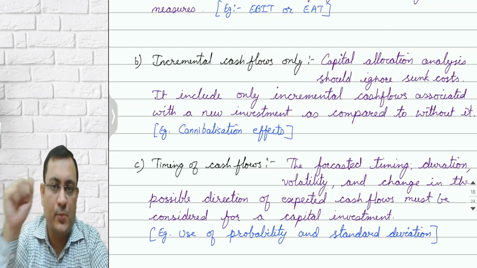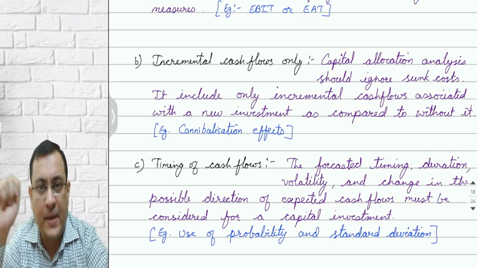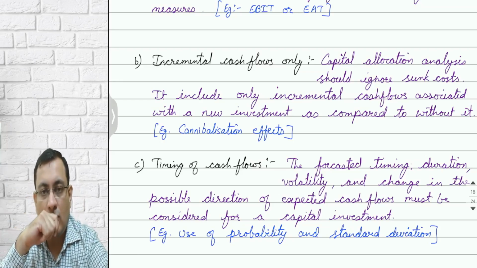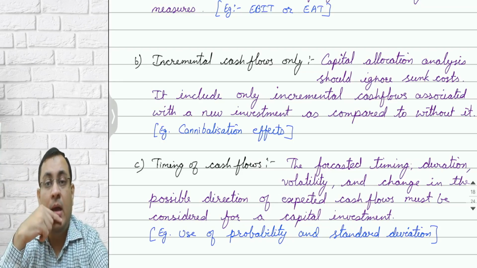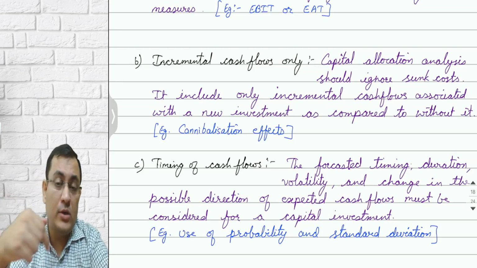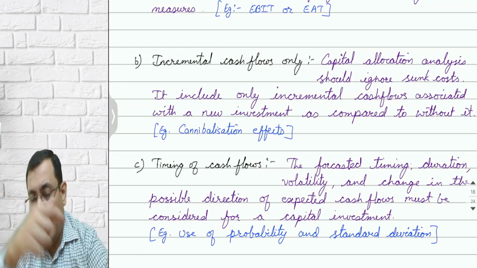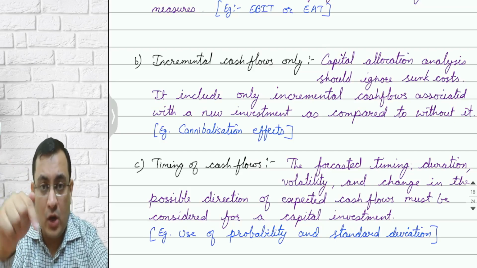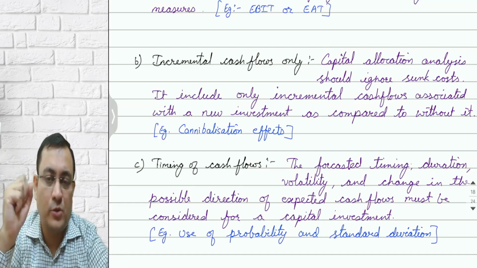Number 2, if there is anything you were not supposed to incur before the project, but now you have to incur because of this project, any loss, any expense, any reduction in sales, that will come under the receipt part. So anything you were not supposed to incur and now you are incurring is a relevant expenditure, an incremental outflow for the analysis of this project.